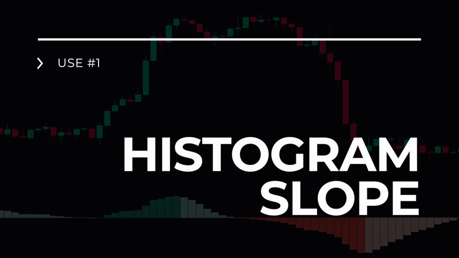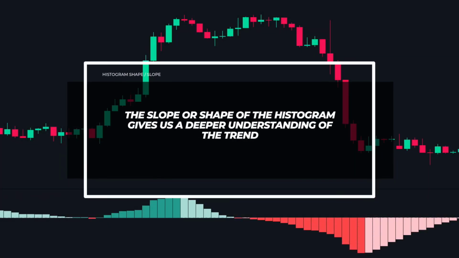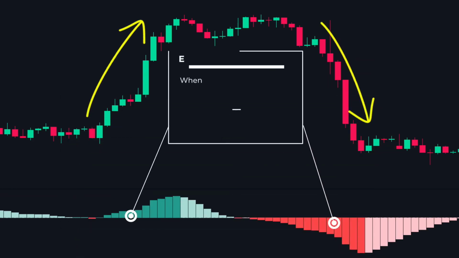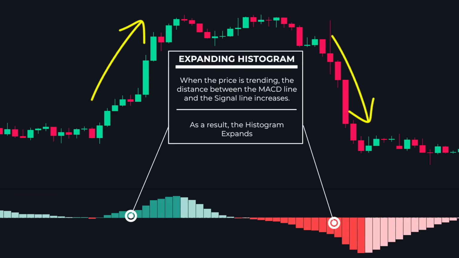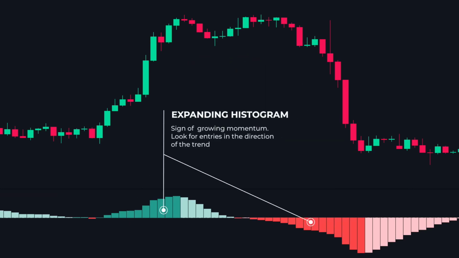Use 1. Histogram slope. The slope or shape of the histogram gives us a deeper understanding of the trend. When the price is in a strong trend, the distance between the MACD line and the signal line increases. As a result, the histogram expands. An expanding histogram is a sign of growing momentum.